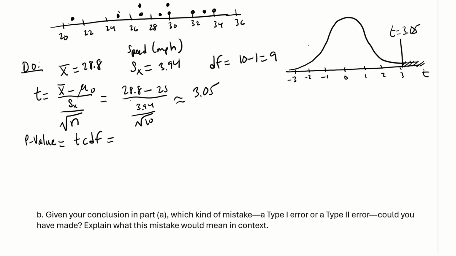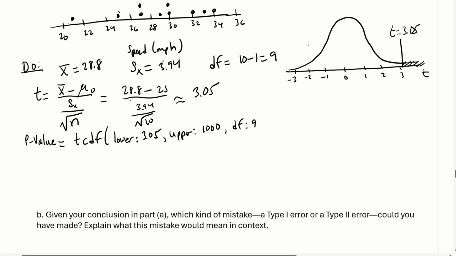All right, so the p-value, we can calculate that using tcdf. We're going to use the tcdf function. We got our lower limit, which is 3.05 based on the shaded area. Our upper limit is infinity, so you can just put 1,000, I guess. And then our degrees of freedom is 9. Okay, and we can calculate the p-value using that function.